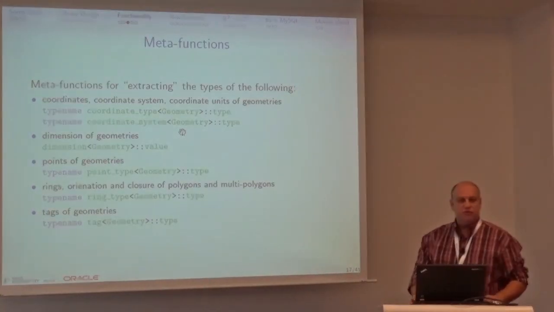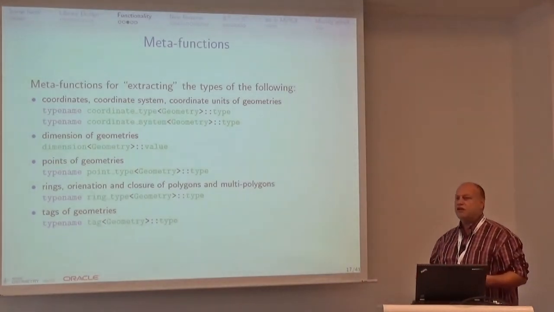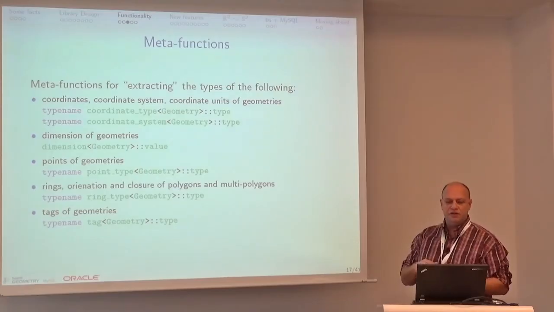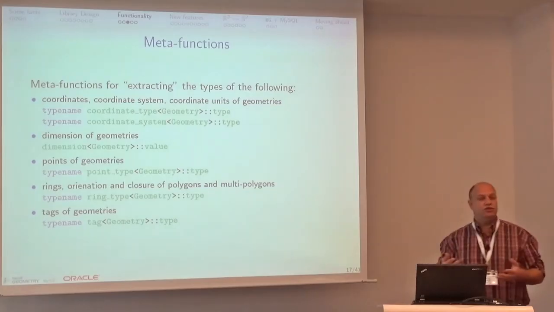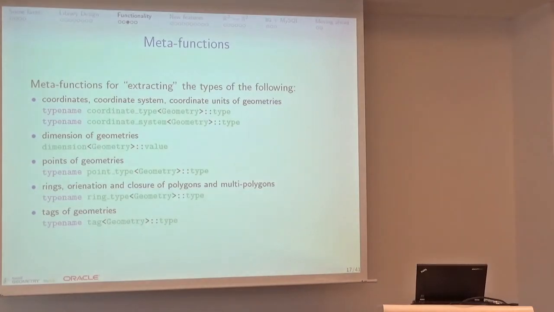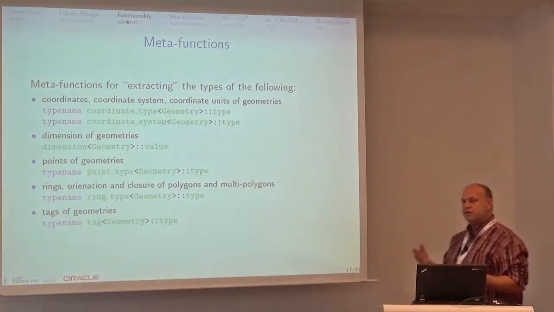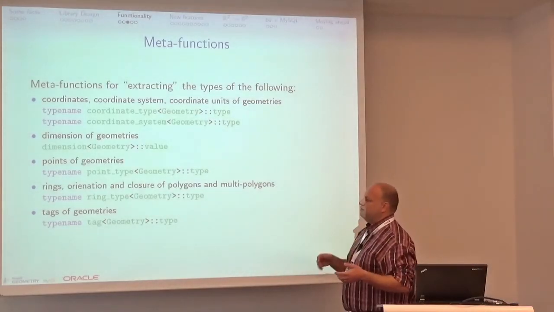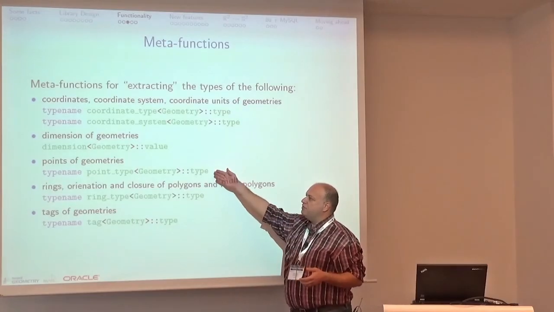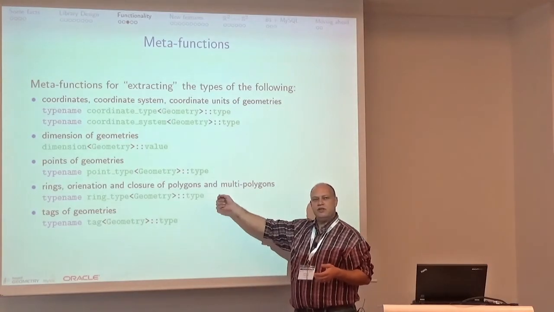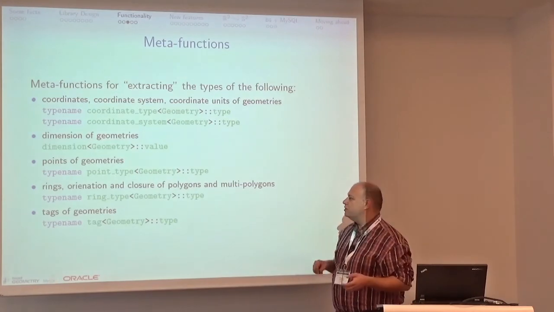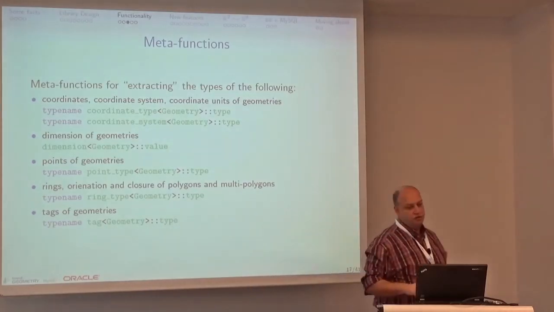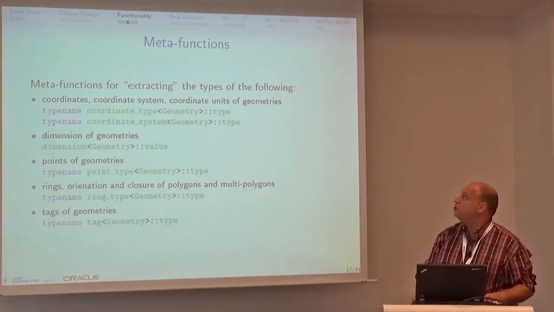So what about meta-functions? We use meta-functions heavily in order to extract type information for the geometries, and such type information will be the coordinate type and the coordinate system. When you're talking about geographical and spherical equatorial coordinate systems, it also has to do with the units that you're using, whether it's degrees or radians, and the dimension of the geometry. For non-point geometries, you can get the point type of the specific geometry. For polygons and multi-polygons, you can get back the type of the rings that are used to represent the polygons. And of course, we have, and this is the most heavily used, I would say, tags for geometries, which are used for tag dispatching our algorithms with respect to the type of the geometry.